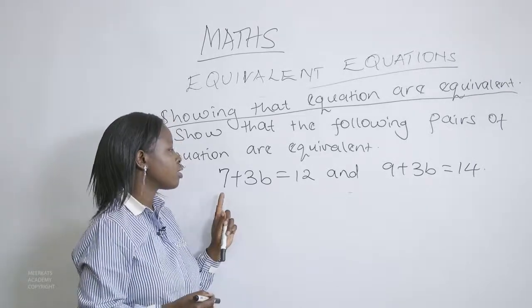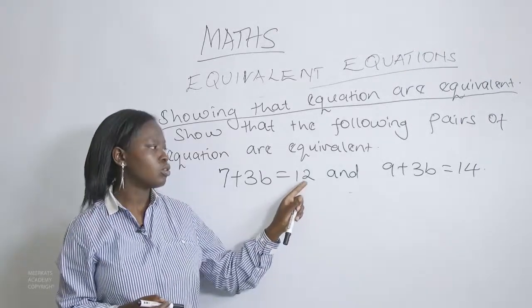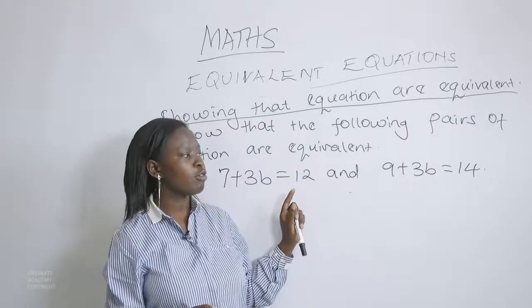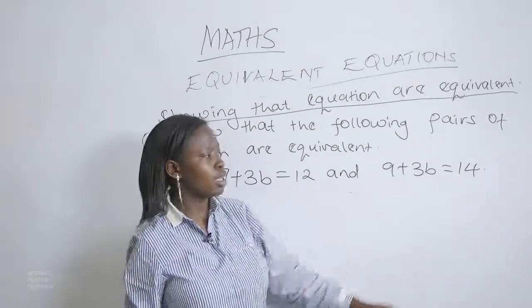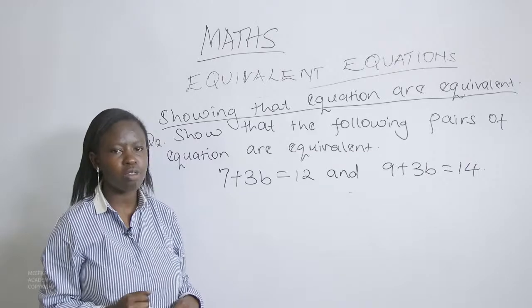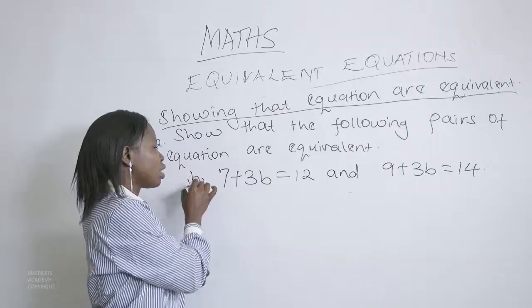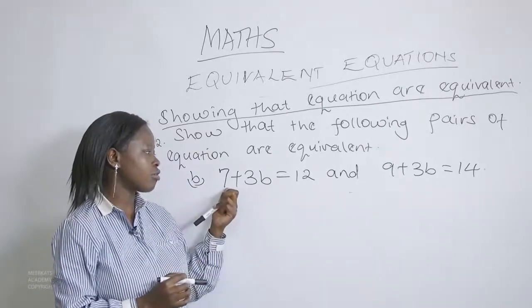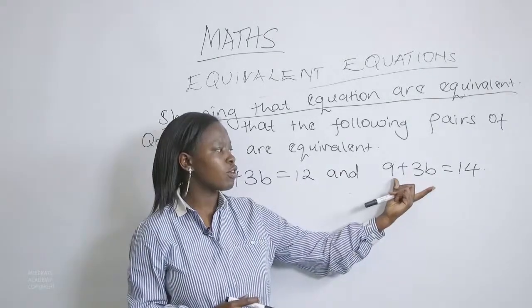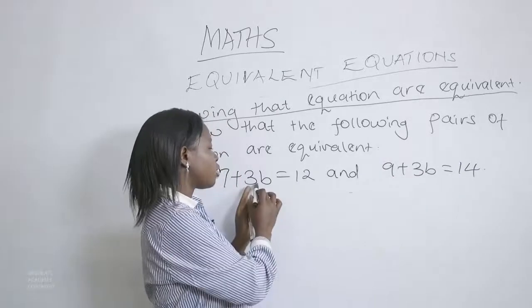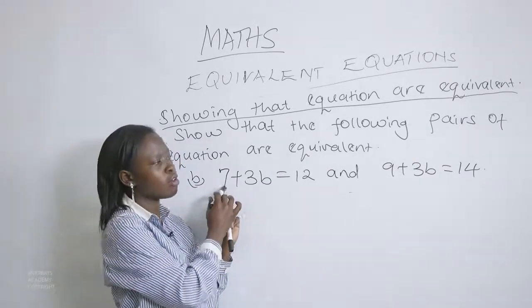we have 7 plus 3b is equal to 12, and the second equation is 9 plus 3b is equal to 14, and we need to confirm if the two equations are equivalent or not. So let us have a look at our equations. The first one, we have 7 plus 3b on my left-hand side. On the left-hand side of the second equation, we have 9 plus 3b. So we find that 3b and 3b are the same in the two equations. Whatever is different is 7 and 9.